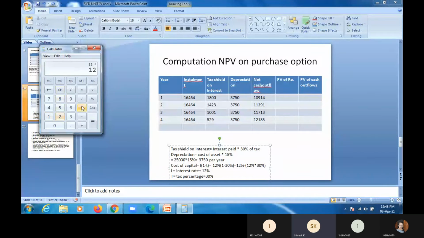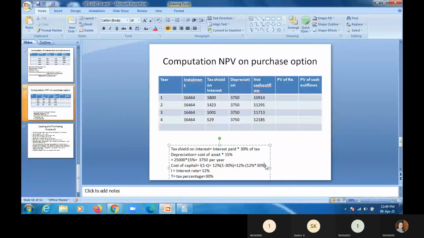12 into 30%. 3.6 you will get here. That is equal to 12 minus 3.6 you will get. So it is equal to 8.4, which will be the cost of capital.